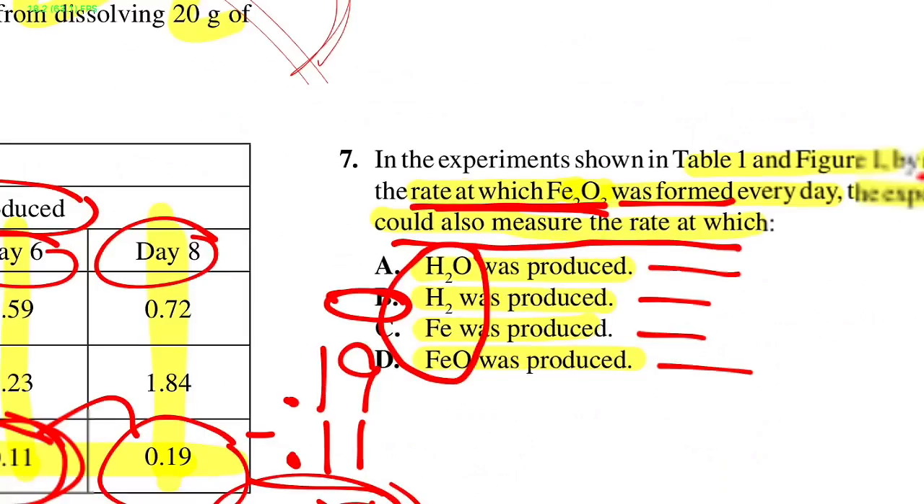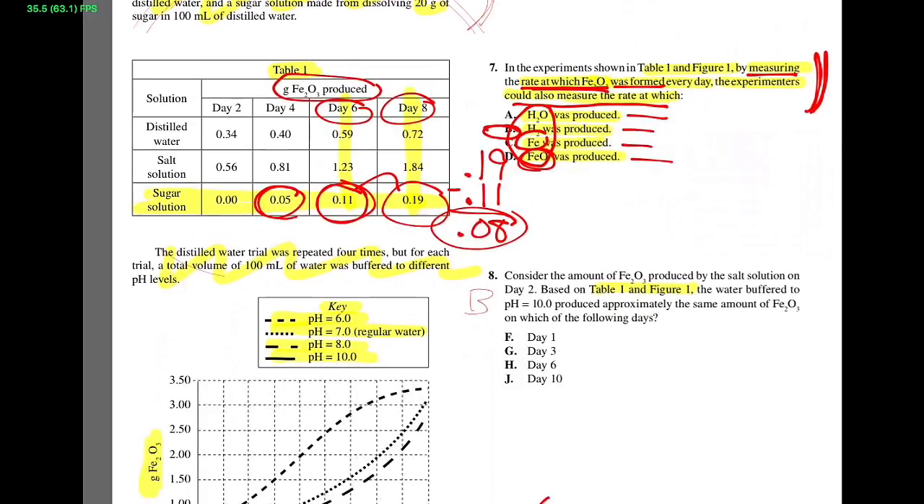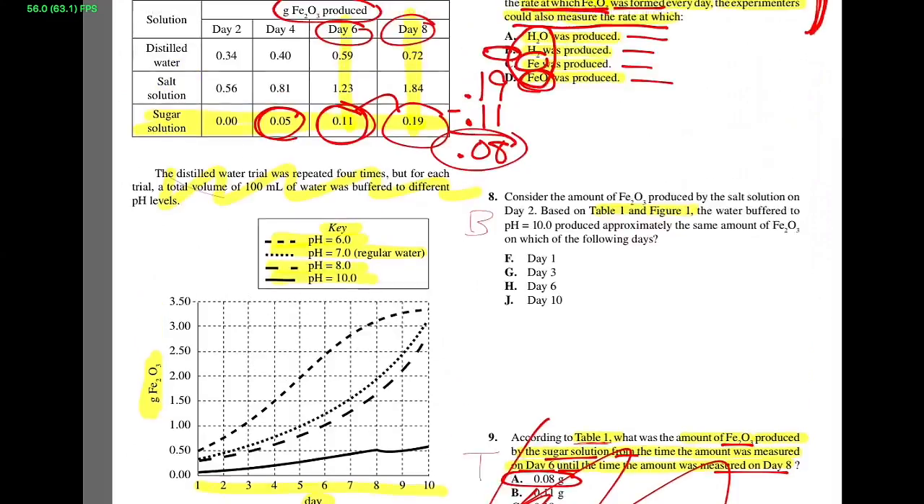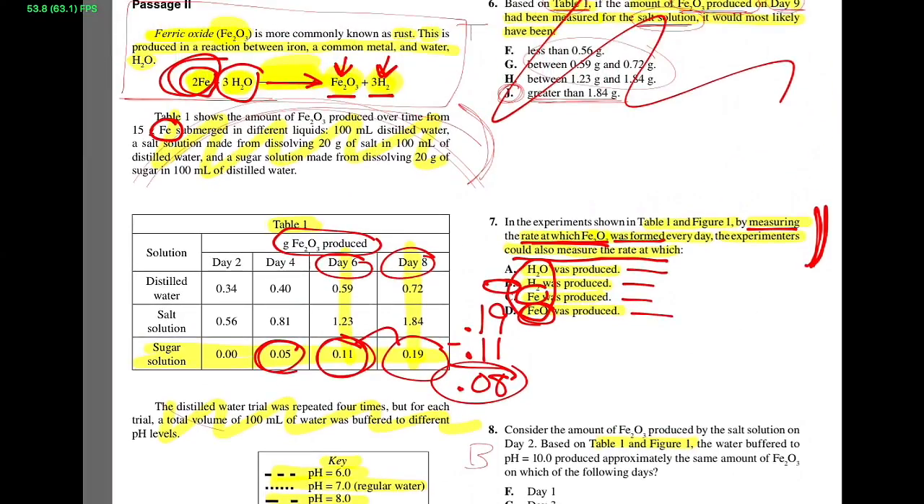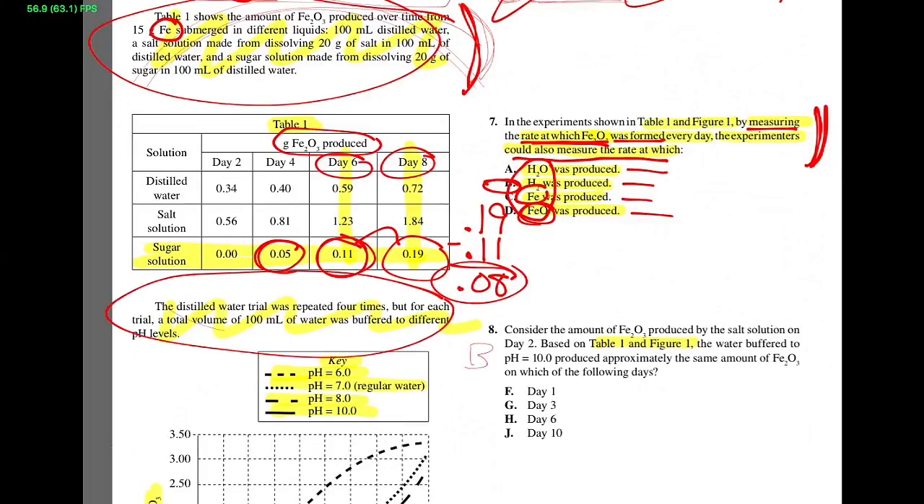There's no place where FeO is mentioned. The only place where they mention Fe is here and here, and they don't say anything about it being produced. They talk about that being essentially an ingredient, and so that's the only one that makes sense. If I didn't know that it was there, then I would have to skim over this paragraph and this paragraph to see if I could find the information.